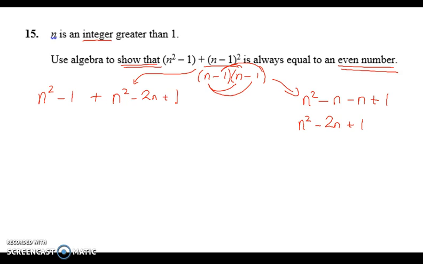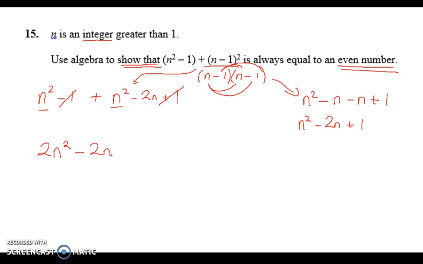Now we can start to look at where the like terms are. So I've got an n squared and an n squared, so that's 2n squared. I've got a minus 1 and a plus 1, that's 0 if we put those together, they cancel out. And then we've got a minus 2n, which is left. Okay, so that's it fully collected and simplified. And we've got to show that that's equal to an even number.